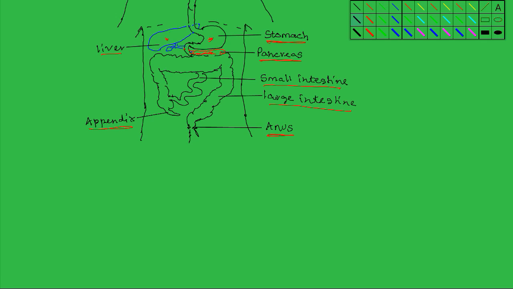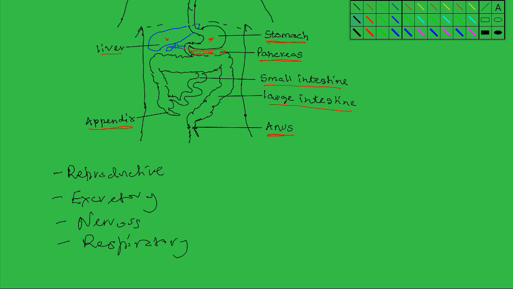Other organ systems include the reproductive system, excretory system, nervous system, respiratory system, also known as gaseous exchange system, and of course you have the circulatory system. So in fact, the major function carried out by this system can be derived from the name.